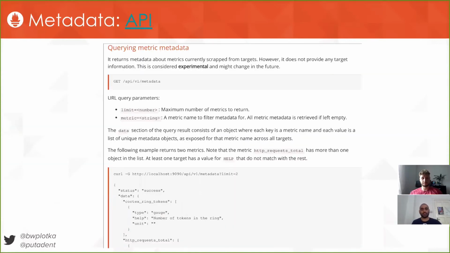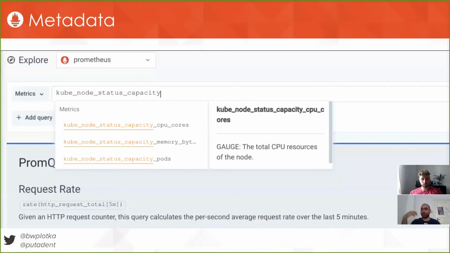Here you can see it's /api/v1/metadata. You can specify the limit, the number of metrics you'd like to return. And also, if you want to look at the metadata of a particular metric, you just pass in the metric name and it will give you the metadata for that. You can already use this, like you don't need to hit this API.